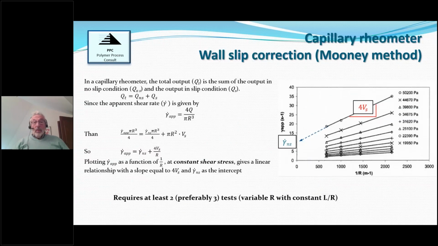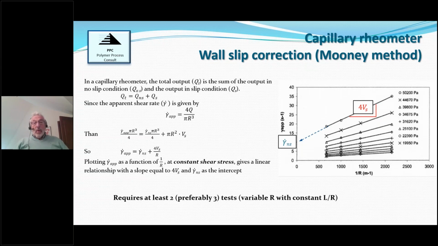So in 1931, 1932, the first method for wall slip measurement and correction was proposed by the famous Melvin Mooney. Basically, what he said is the total output of a capillary rheometer is the sum of the output in no slip conditions and the output in slip conditions, because most of the time, and especially with rubber compound, we have a mixture of the two.